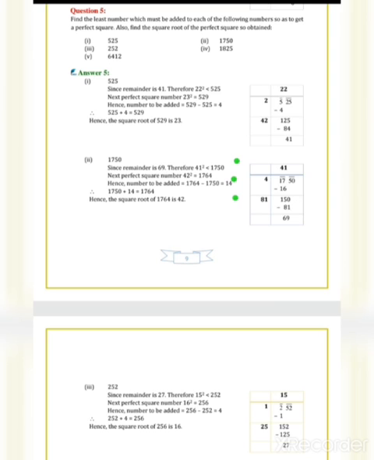So the perfect square is 1764, and its square root is 42 over here.